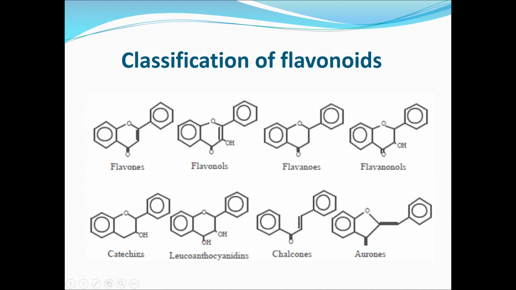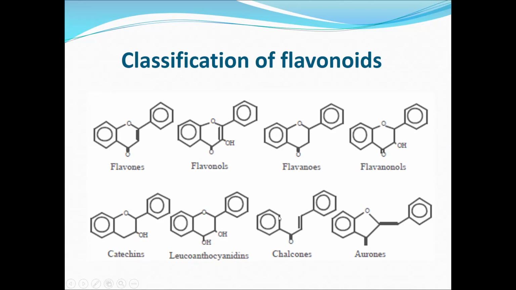And another group is catechin. Catechin, here you see no oxygenation on the 3 carbon. So it is catechins. Tea, we are drinking tea. Tea is rich in catechin. Leucoanthocyanidins are like catechin, but with 2 hydroxyl groups on the 3 and 4 carbons. Chalcones, another group. Chalcones, here you see some peculiarities.